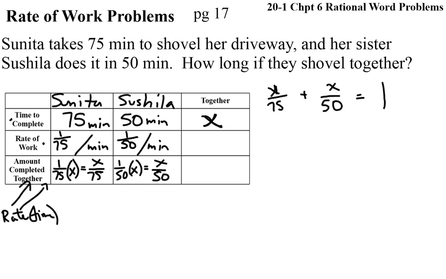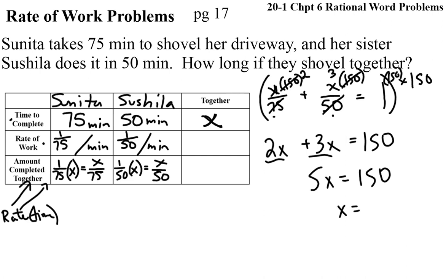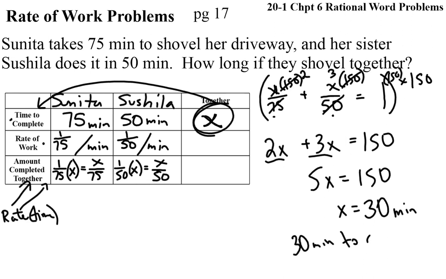And now we solve. Rationals, 75 and 50, common denominator. We need to multiply the whole thing by 150. Cancel the 75 and the 150 becomes a 2, so we have 2x. Multiply by 150. Cancel the 50, 150 becomes a 3, so we have 3x. Multiply the 1 by 150 and we get 150. So in this case, 5x equals 150, so x works out to be 30 minutes. So the time together is 30 minutes to clear the driveway. And there you go. Working together.